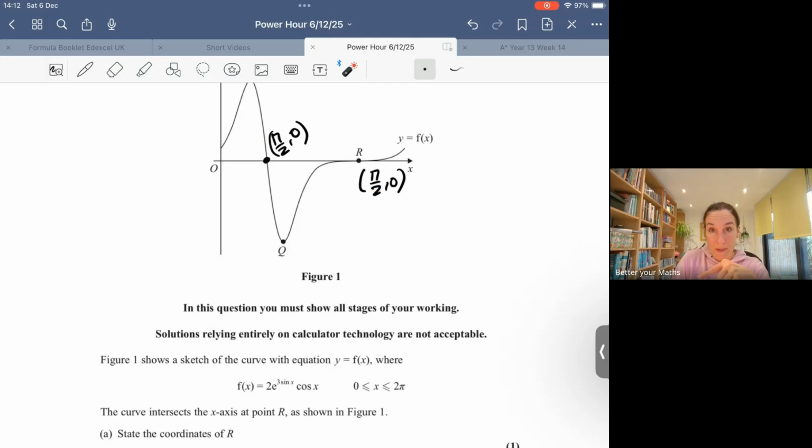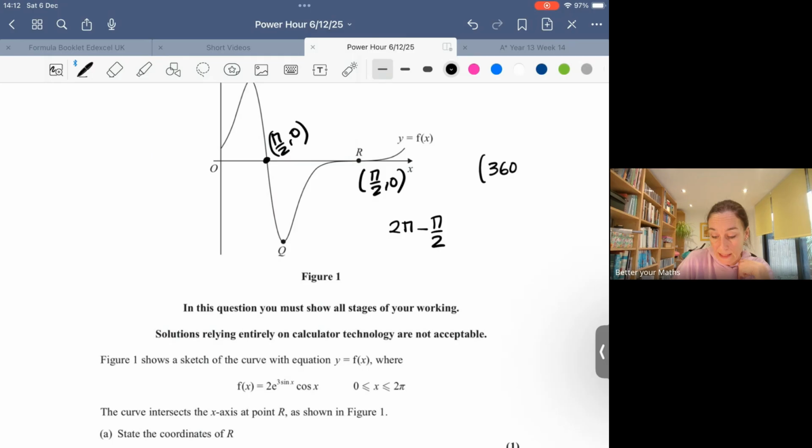We are working with cos. So the next solution is going to be 360 minus that one. 360 is 2 pi. So this one is going to be 2 pi minus pi halves. Yeah, we are working like in degrees. Imagine you have degrees, you will have 360 minus 90 degrees. It will be the same.